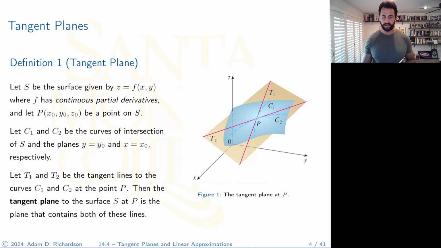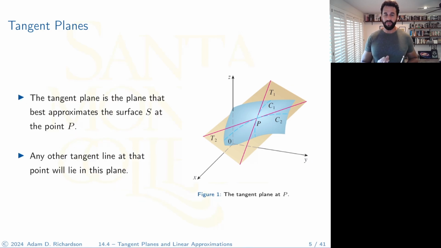Okay. All right, so the tangent plane is the plane that best approximates the surface S at the point P. So this is very much like a tangent line for a single variable function. This plane that you see is the plane that best approximates the surface at that point. The other thing is any other tangent line will lie in this plane. So this tangent plane actually contains all possible tangent lines as well.